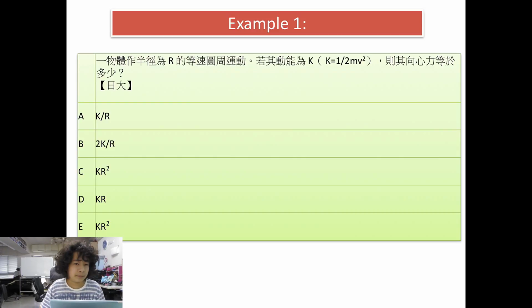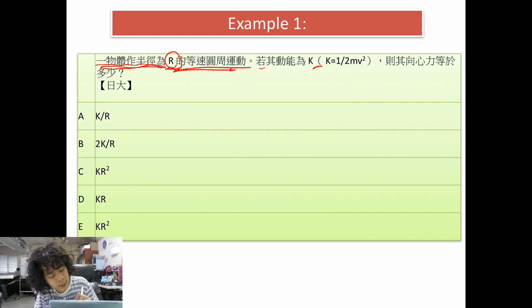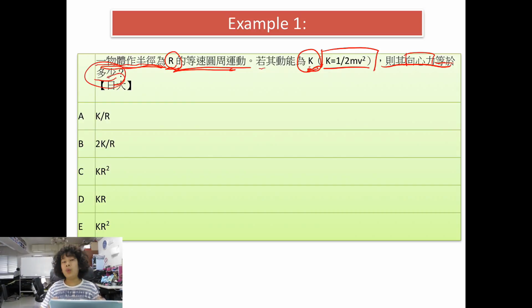And here's an example. An object with a radius of r is in circular motion, and the kinetic energy is K. What is the centripetal force? Find the magnitude of the centripetal force.